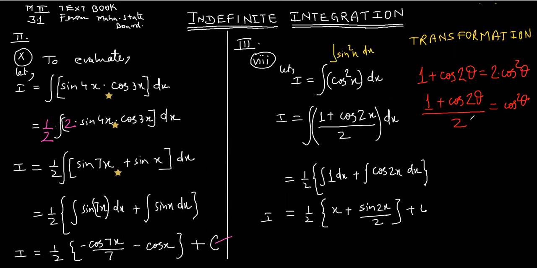For sine square x, I will use another special formula. You know it. When it is 1 plus cos 2 theta, you write 2 cos square theta. So for 1 minus cos 2 theta, you write 2 sine square theta, and then sine square theta is 1 minus cos 2 theta divided by 2. So the only change here will be the negative sign, and the rest of the things will be okay.